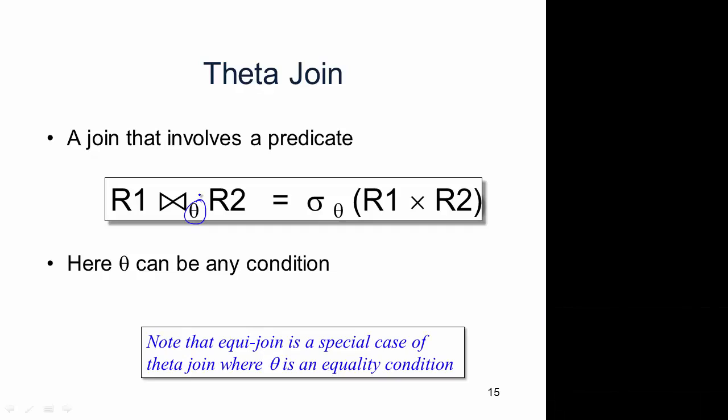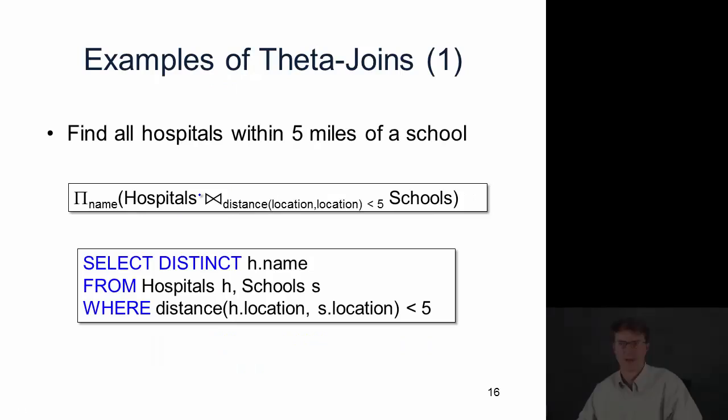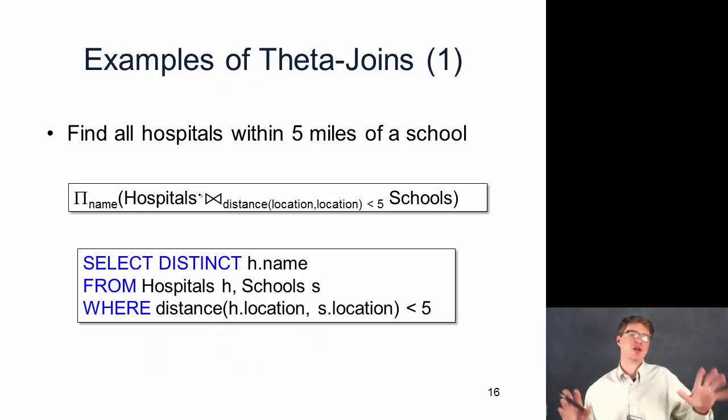Just to point out that equijoin itself is a special case of theta join where theta is just the equality condition. All right, so some examples of theta joins just to demonstrate that these come up pretty often in practice, more than you might be familiar with. And again, especially speaking to the people who have experience with databases, these are not going to be along foreign key relationships quite as often.